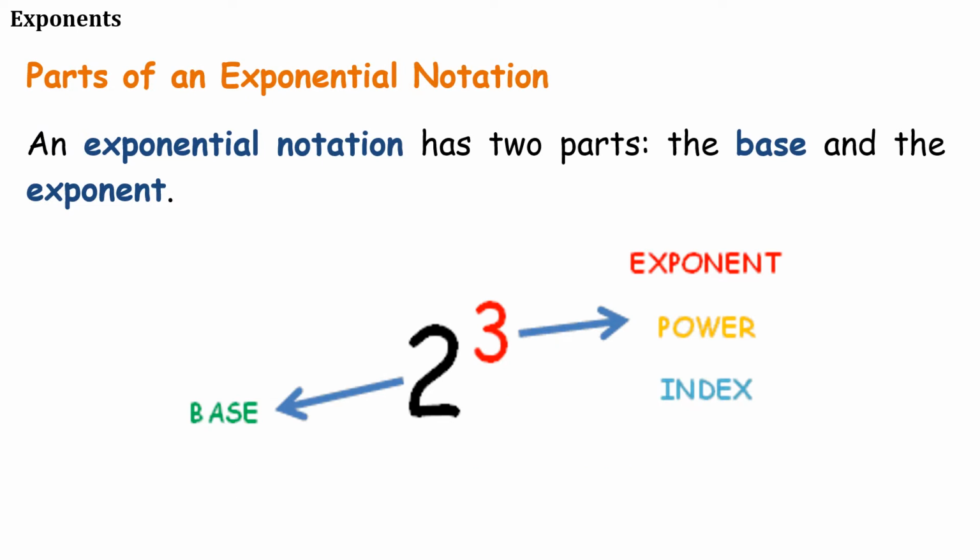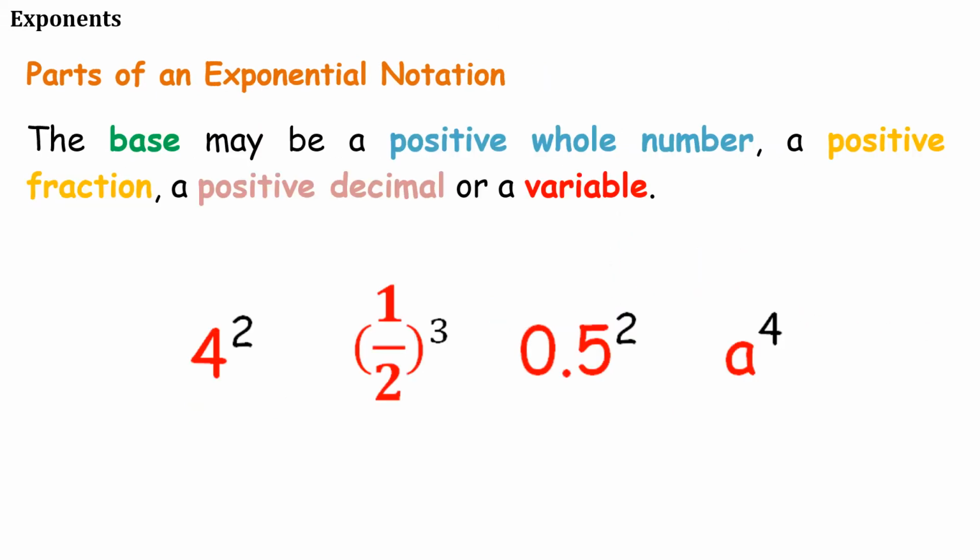So let's explore the parts of an exponent. Exponents are divided into two parts: the base is right here, and the exponent. We also call it power or index depending on where you live, but you're always going to hear me say exponent or power.